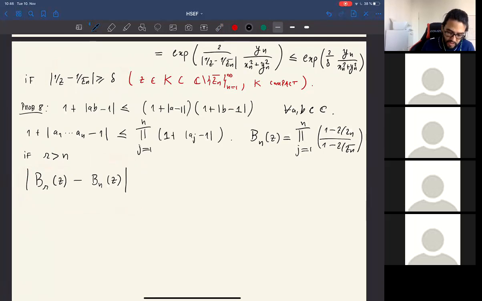Okay, then what we do is, since R is greater than N, we can split this thing because we have two products and one goes farther than the other. So you can split this thing in two bits, up to N.